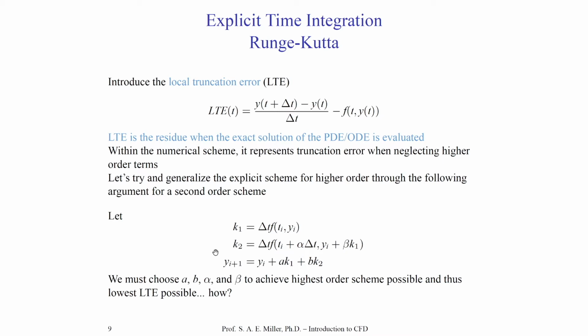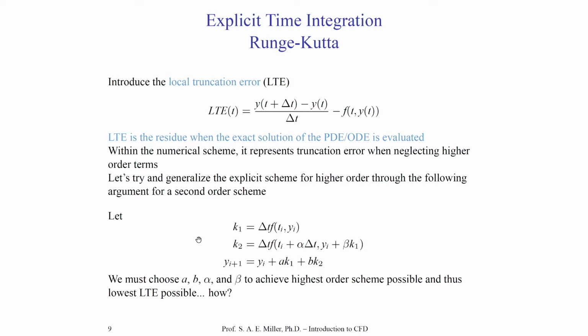We can now insert these into our explicit marching scheme. They take the form of y of i plus 1 equals y of i, that's a new solution equals the old solution, plus a of k1 plus b of k2. A and b are now two different coefficients. So we now have a few different coefficients that we don't explicitly know. Alpha and beta, a and b. And it's our choice to choose these.